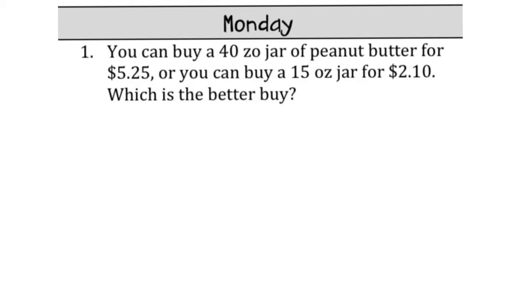The question says, you can buy a 40-ounce jar of peanut butter for $5.25, or you can buy a 15-ounce jar for $2.10. Which is the better buy? Of course there's a typo, OZ for ounce. We've learned over the last 2 weeks that better buy means we are looking for a unit rate. I can hear all of you saying that. So that means we have to figure out what is the cost for 1 ounce.